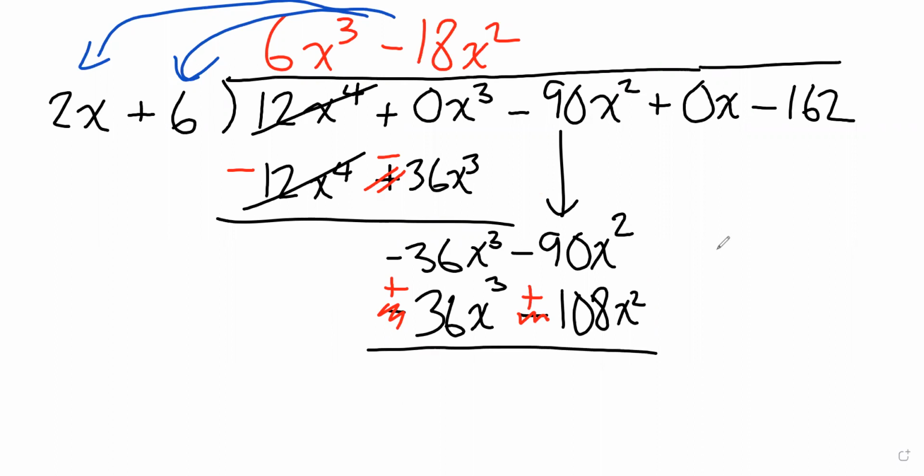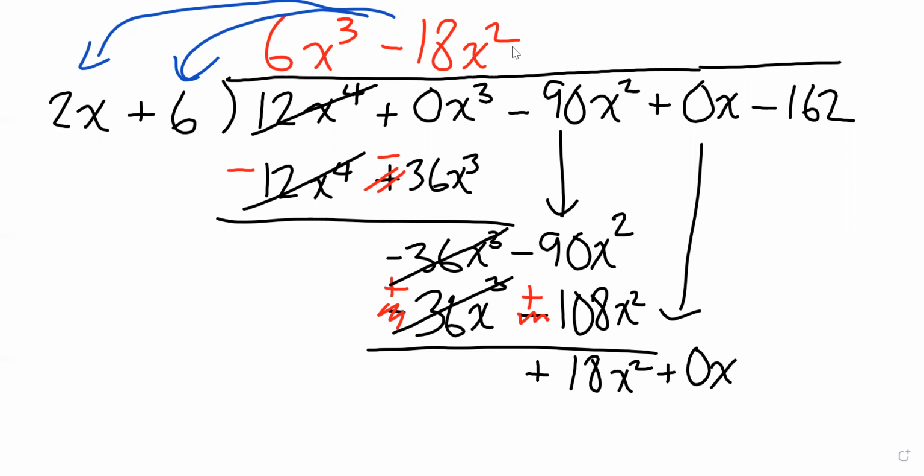The negative 36x cubed and the positive 36x cubed will cancel. That was by design. And when we add the negative 90x squared and the positive 108x squared, we're going to get another x squared term. When you add a positive and a negative, the larger number decides the sign. Since 108 is larger, the result's going to be positive. And when you combine a positive and a negative, you subtract. 108 minus 90 is 18. We have 18x squared. Then we bring down the next term, which is positive 0x, and we do it all over again. So it's just lather, rinse, repeat. Just do it all over and over again.